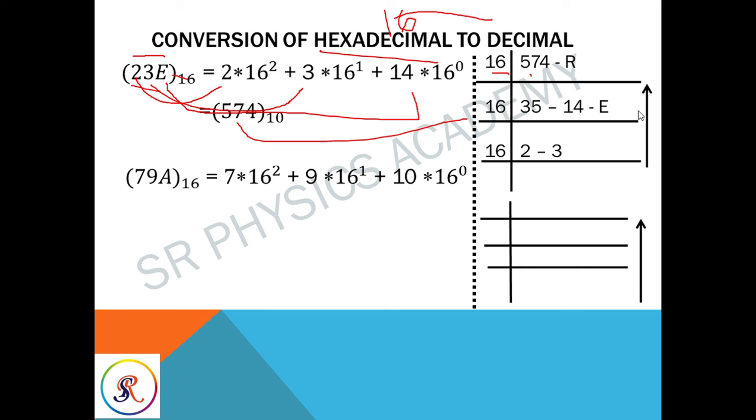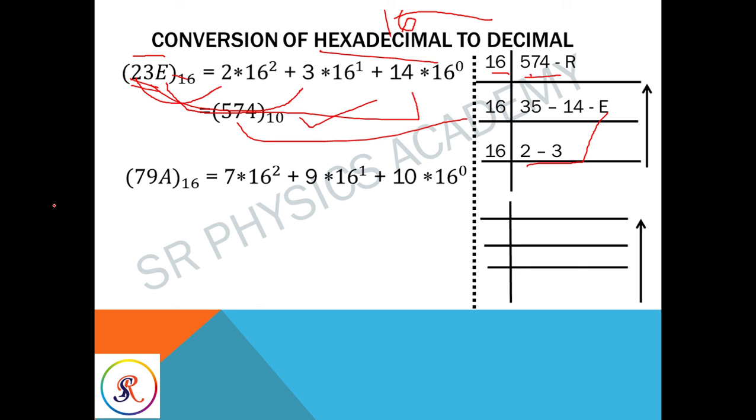16, that means 2 16s are 32. So the balance is 3. So is it correct now? Here we got 23E. Okay, that means from the question, the 574 is correct. So this answer is correct.